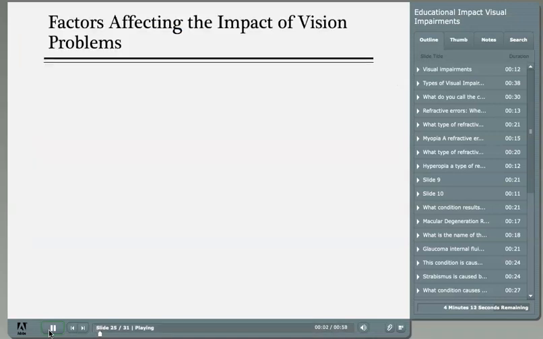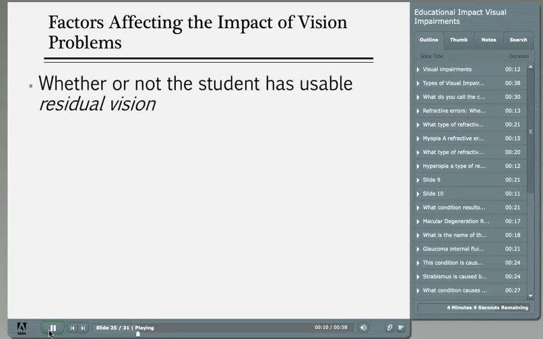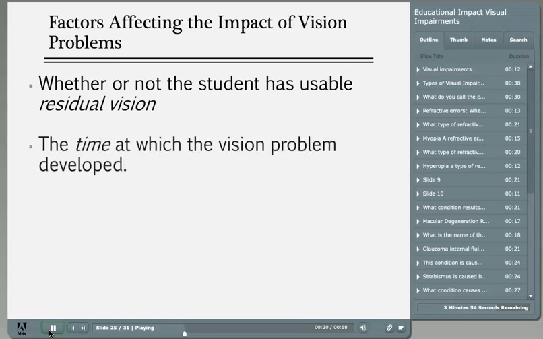There are a number of factors that are going to affect the impact of a vision problem on a child's education. The first factor is whether or not the student has usable residual vision. It is important to make use of whatever vision a student has and encourage them to use it. A second important consideration is the time at which the vision problem developed.